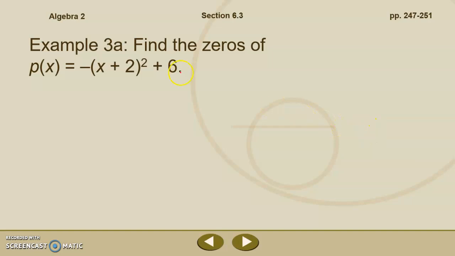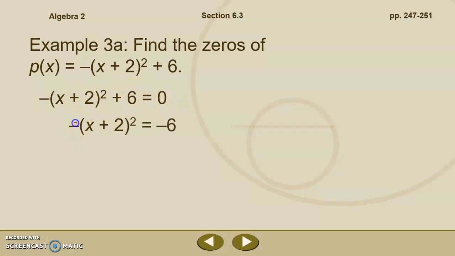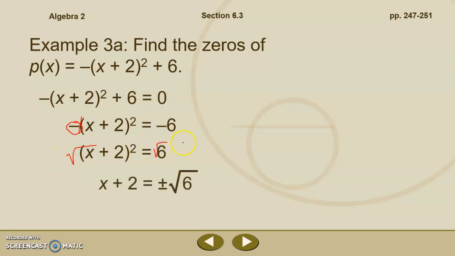All right, let's find the zeros now of this function. P of x equals negative (x plus 2) squared plus 6. We're going to set it equal to 0. And again, working backwards with the order of operations, first looking at addition and subtraction, we're going to subtract 6. Then we need to get rid of this negative sign. That's really a negative 1. So next we'll divide by negative 1. Then we're going to undo our exponents with taking roots. And when I take the root of both sides, I get x plus 2 equals plus or minus the square root of 6.